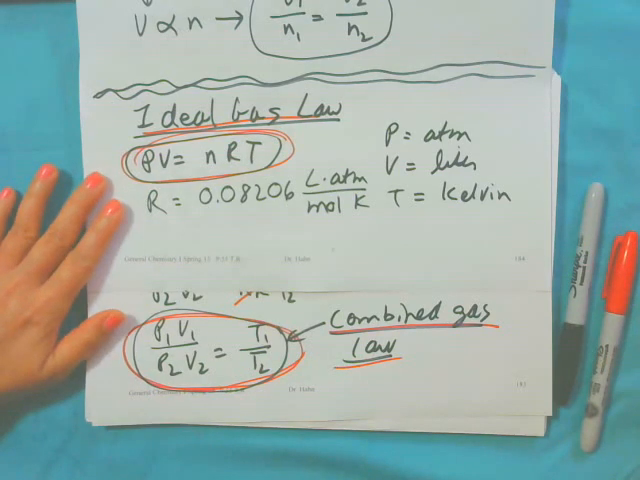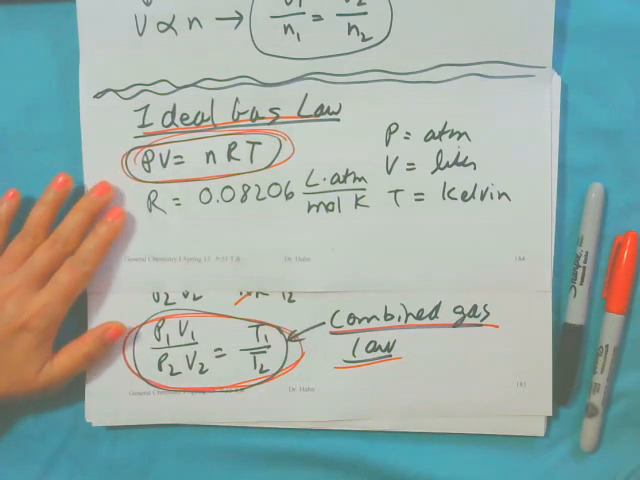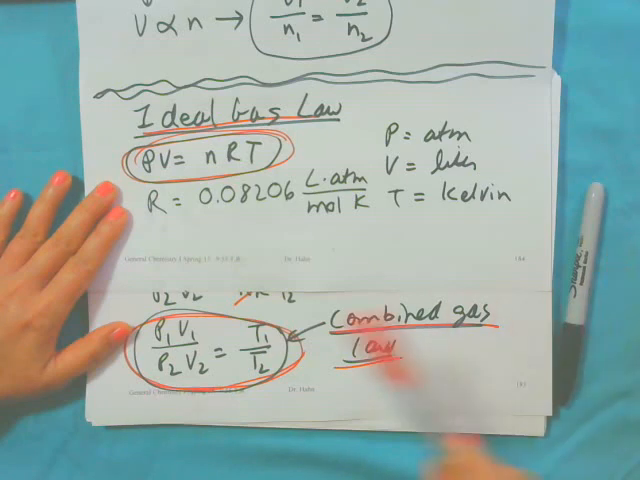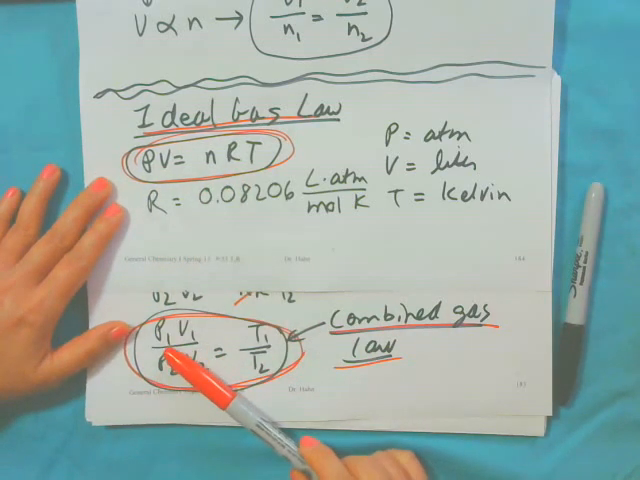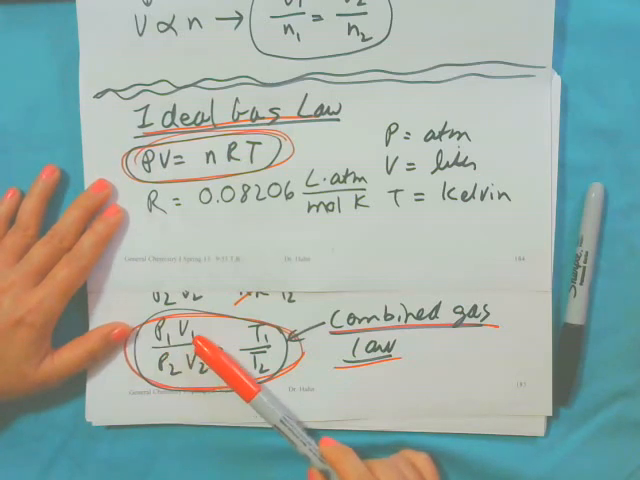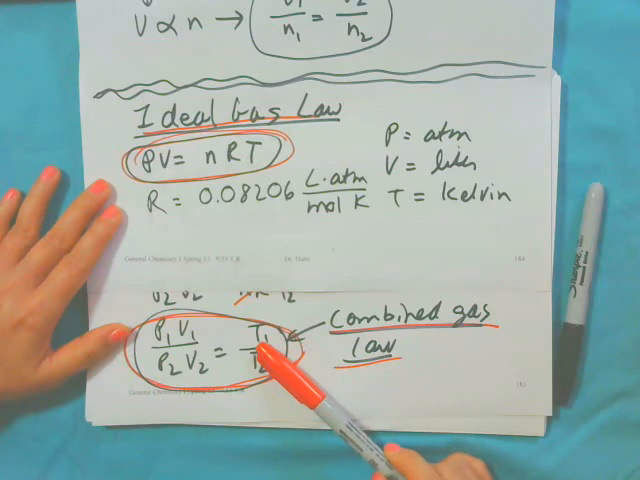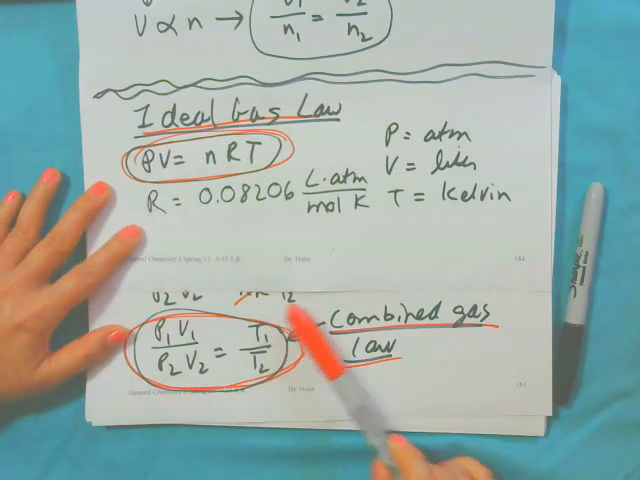And really, I think this is one of the easiest chapters as long as you keep your units straight and you don't forget that pressure is represented by P and volume is represented by V and temperature is represented by T. You should be fine.